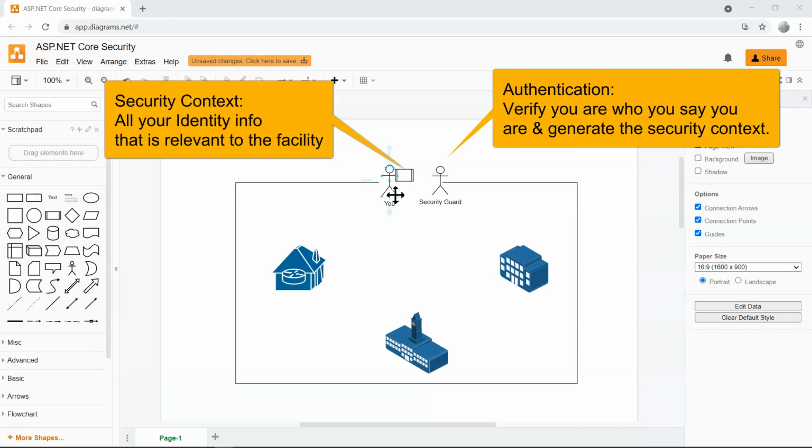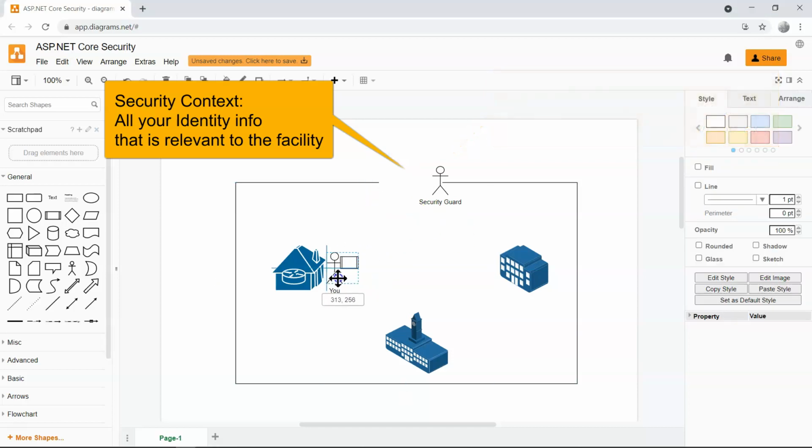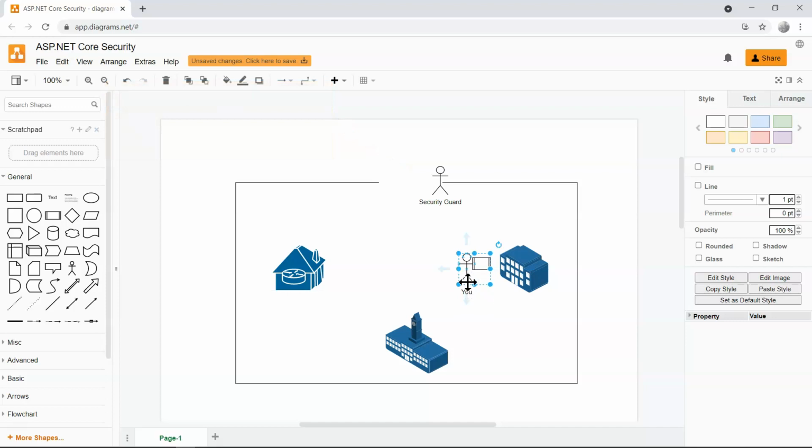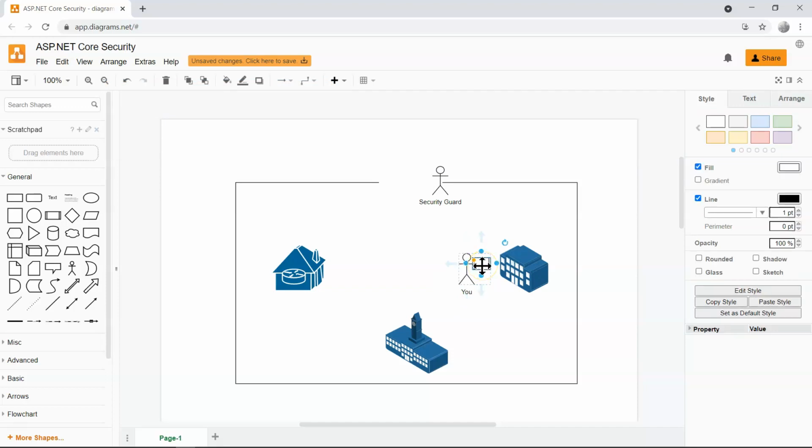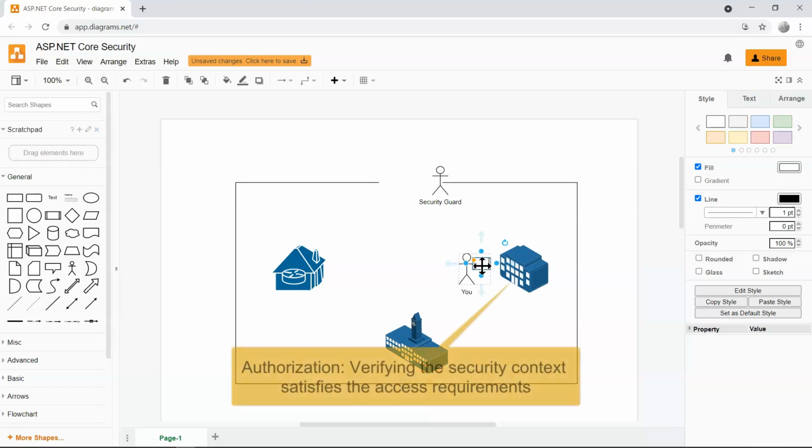The security context contains all of the information about you, so that when you carry this security context to any of these buildings, certain requirements will be applied to it. It verifies that your security context contains enough permissions to satisfy the requirements to enter the building. This process is called authorization. Authorization is the process of verifying that your identities satisfy the requirements of entering or accessing the building.